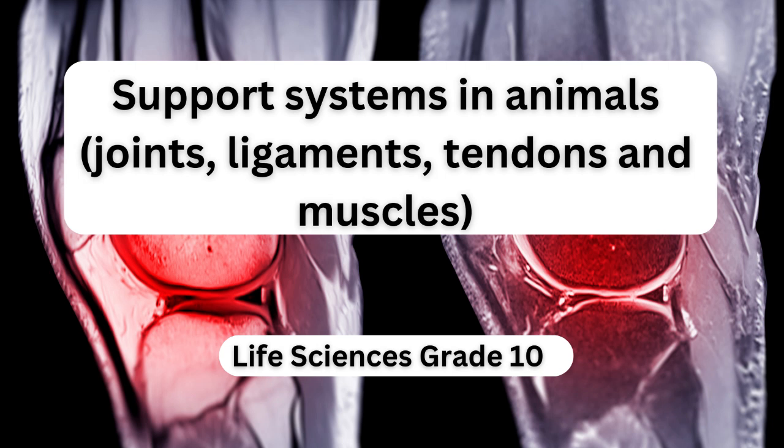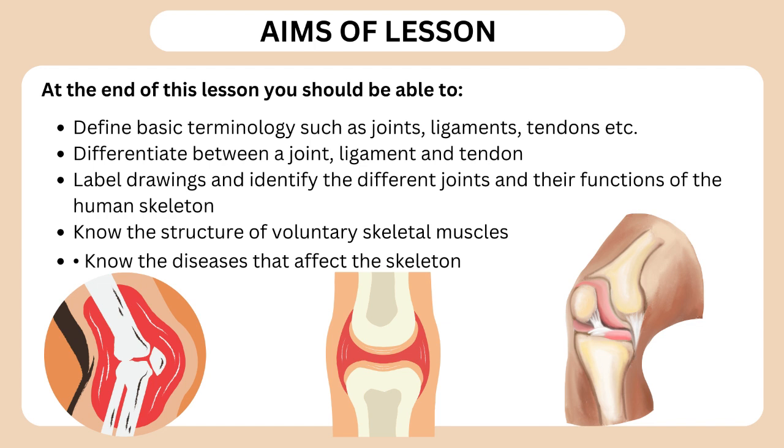Topic: Support systems in animals, joints, ligaments, tendons and muscles. Aims of lesson. At the end of this lesson you should be able to define basic terminology such as joints, ligaments, tendons, etc. Differentiate between a joint, ligament and tendon.